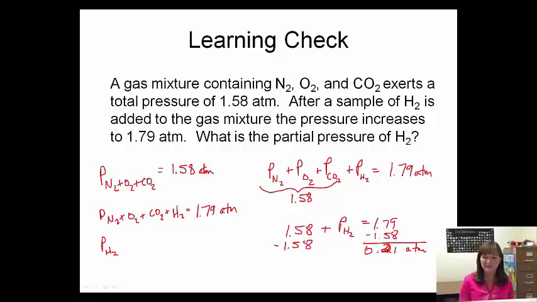So just be able to use this formula of adding up all the partial pressures to get to the total pressure.